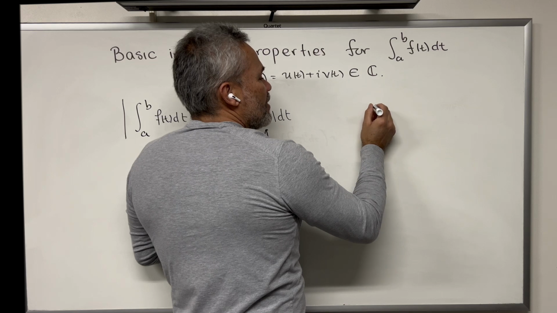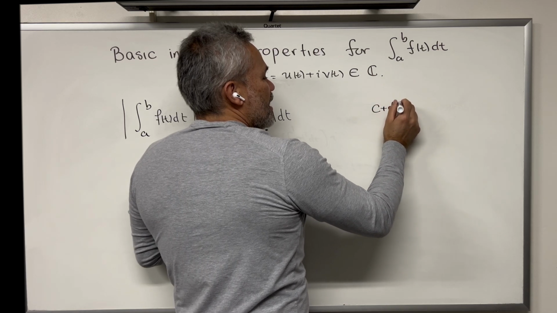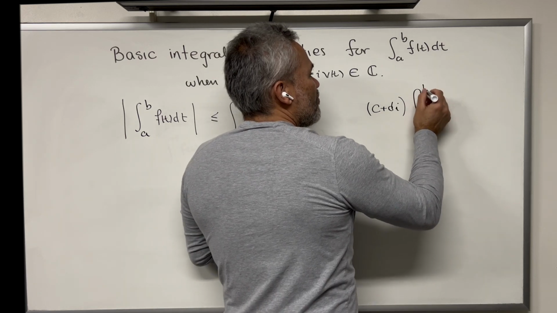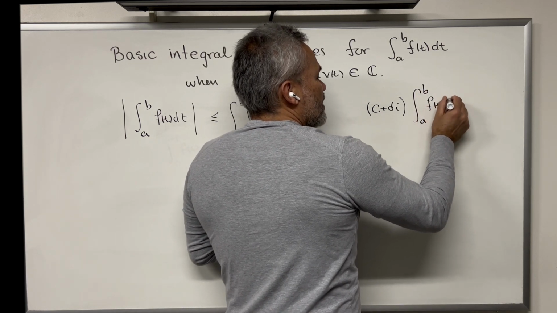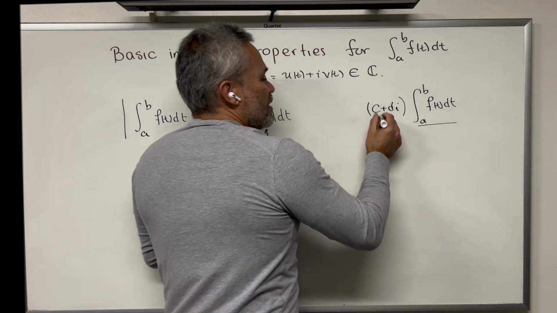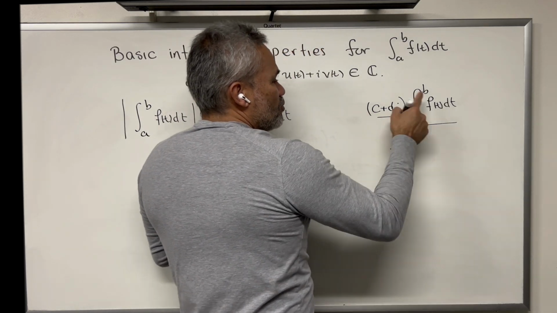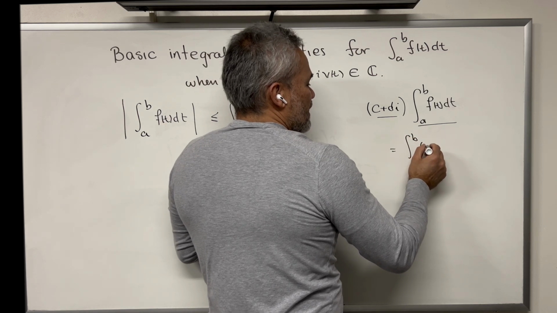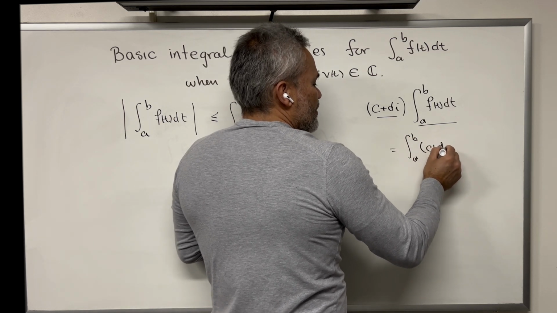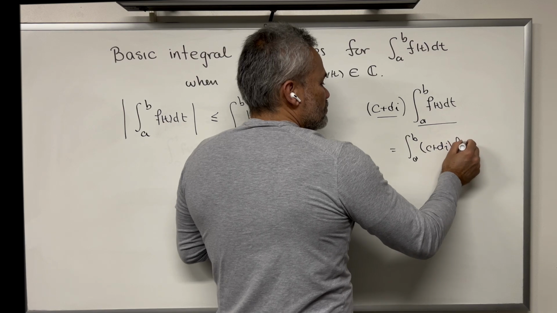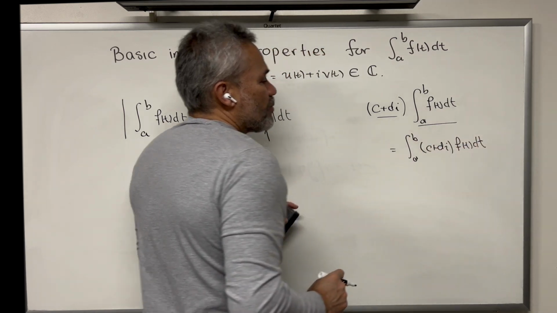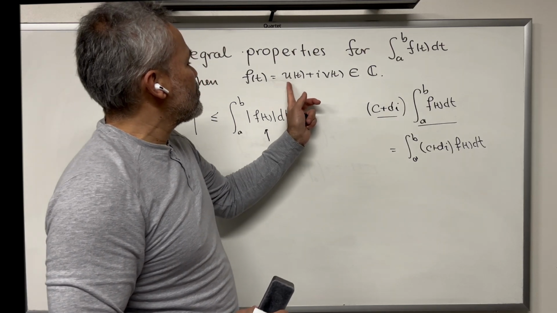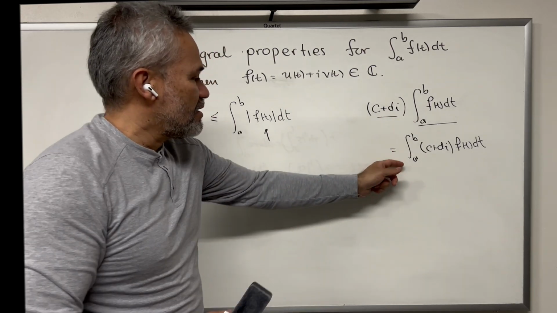If we have a complex number, let's say c plus di, and we multiply this complex number with this other complex number, remember that this is a complex number and this is a complex number, then the product of these two complex numbers is the same as the integral of this integral. And the proof is straightforward. You just write this function in this form, and then you expand, and then you get the result.